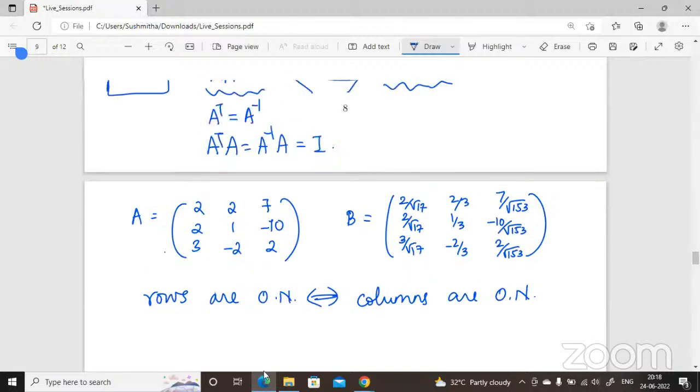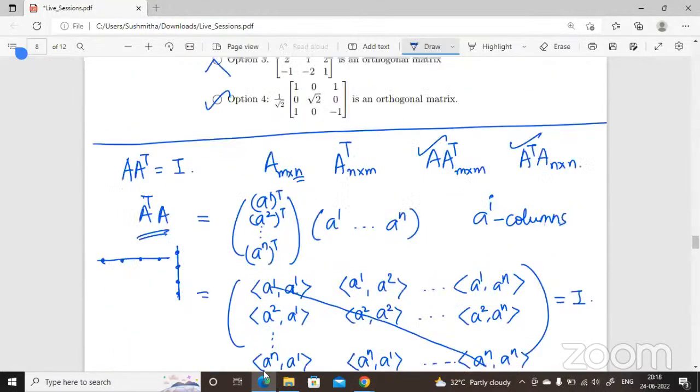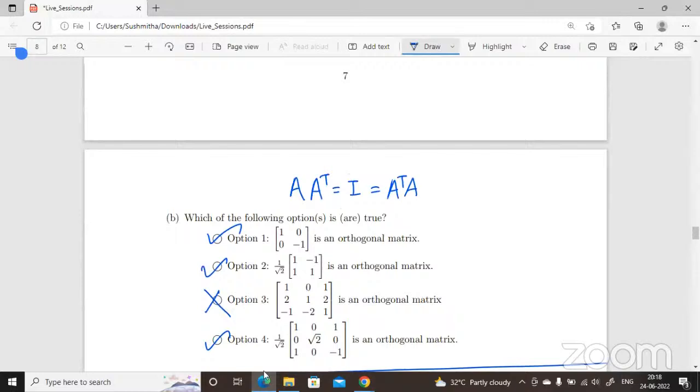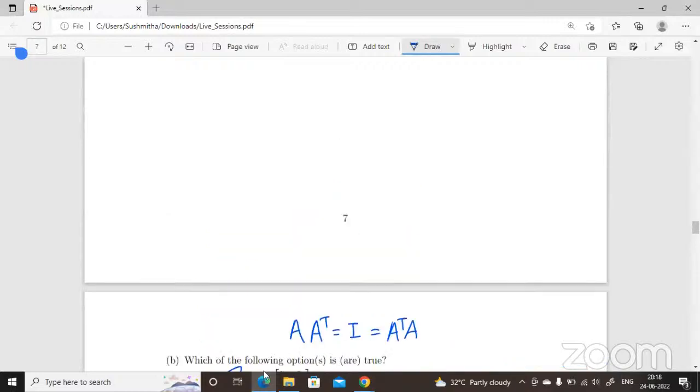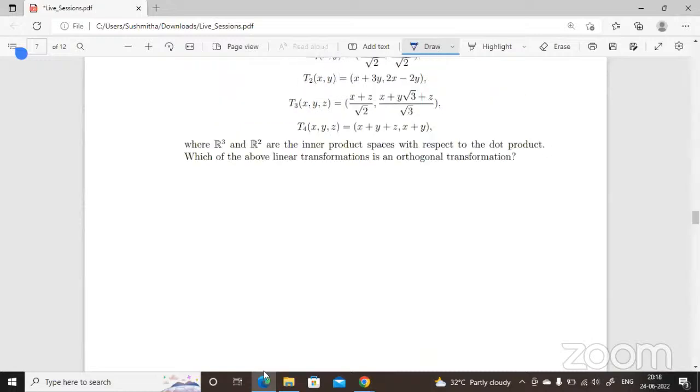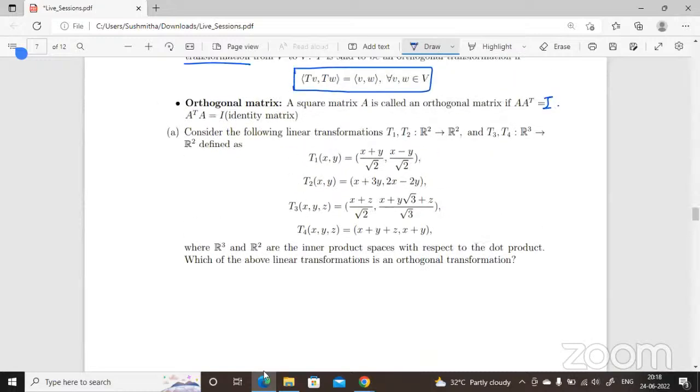So is an orthogonal matrix clear? The concept of an orthogonal matrix? Yes, ma'am. Okay. What is an orthogonal transformation? How do you check it as an orthogonal transformation? So you have to go by the definition.